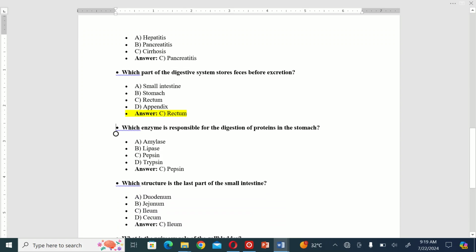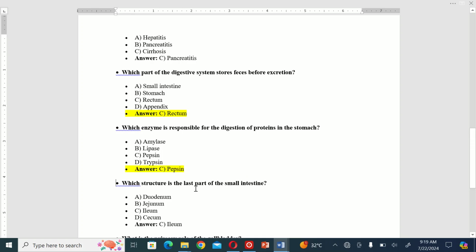Which enzyme is responsible for the digestion of protein in the stomach? A. Amylase. B. Lipase. C. Pepsin. D. Trypsin. So the correct option is pepsin.